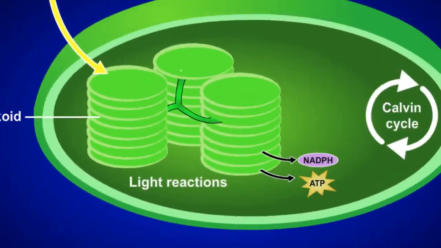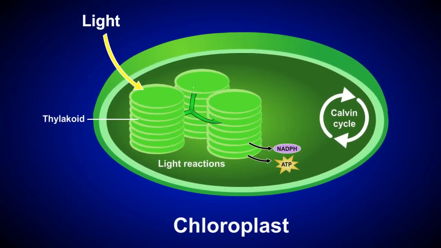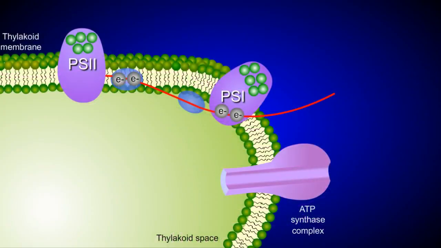Let's zoom back out for a moment and return to our chloroplast. Remember from the beginning of this tutorial that the light reactions produce both ATP and NADPH. We've just seen how ATP is produced, but what about NADPH? Let's zoom back in to take a closer look.